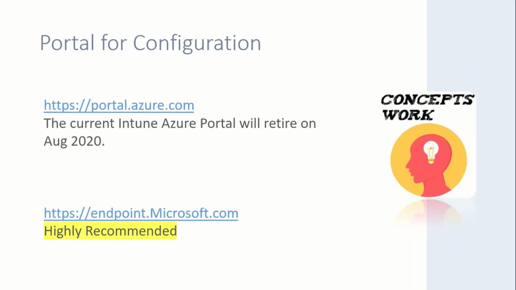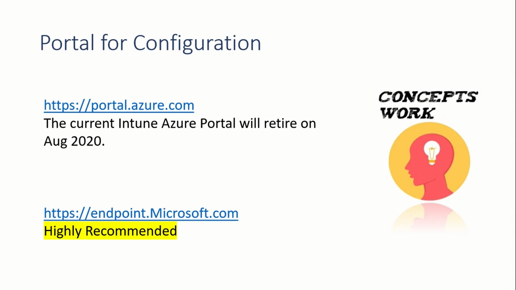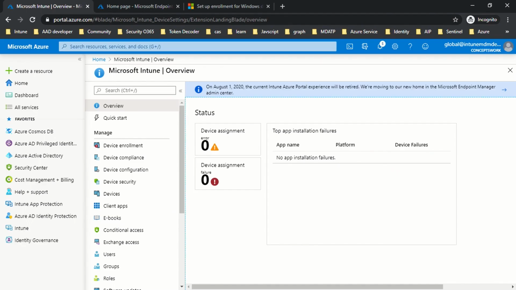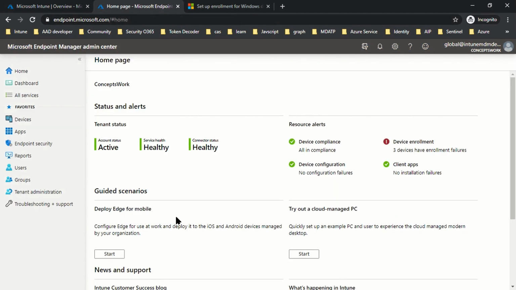Now, when it comes to choosing a portal, I would highly recommend you choose the new portal, which is the Endpoint Manager portal, which can be accessed from endpoint.microsoft.com, because the current experience of Intune from portal.azure.com is getting retired this year. How can I say that? If you go to portal.azure.com and go to the Intune section, this is the first message that you get. So it is highly recommended to do all the configuration from the new portal, which is endpoint.microsoft.com.